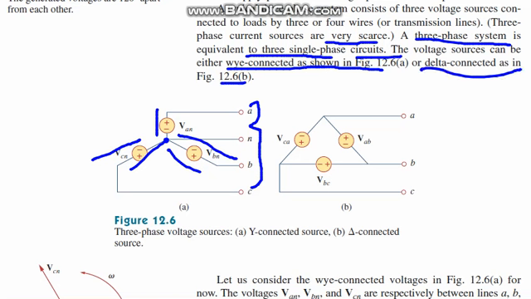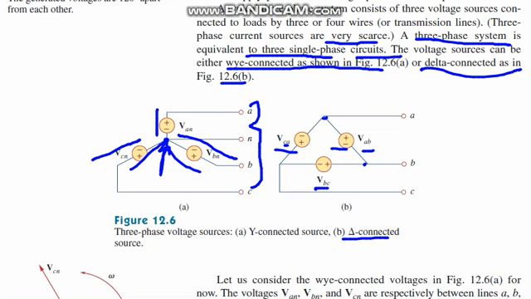In the delta connected source, everything is a phase-to-phase voltage. VAB is between phases A and B, VCA is between phases C and A, and VBC is between phases B and C. There is no neutral here, but in the Y connection you can see there is a neutral. Here all phases are connected to each other. There is no neutral. It is a three-wire three-phase system.